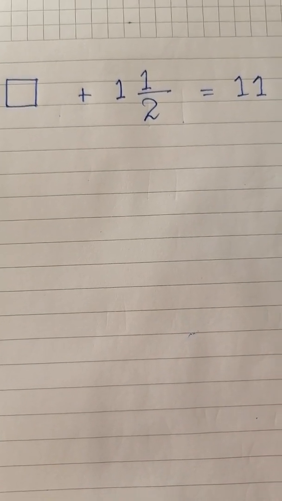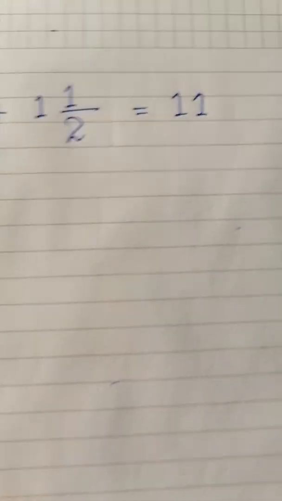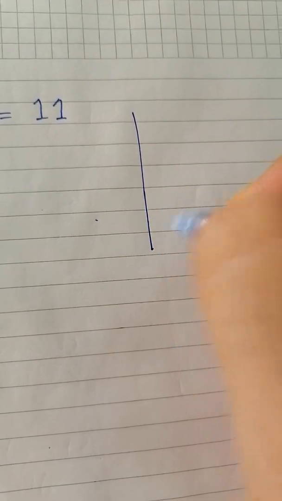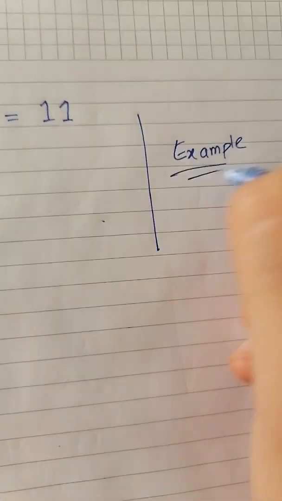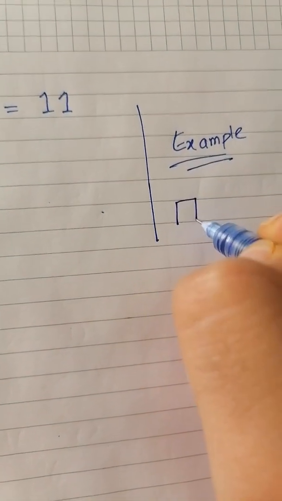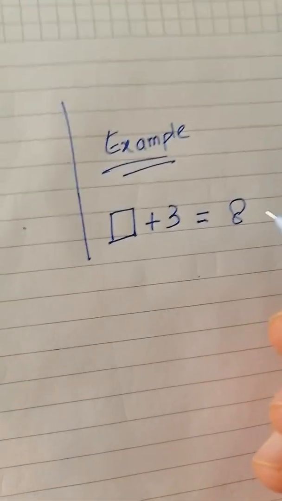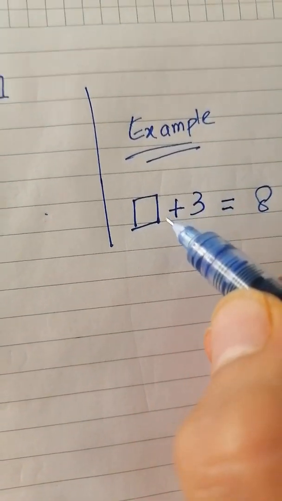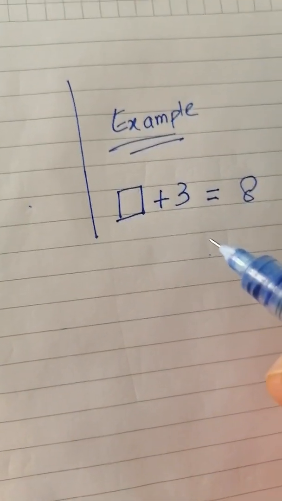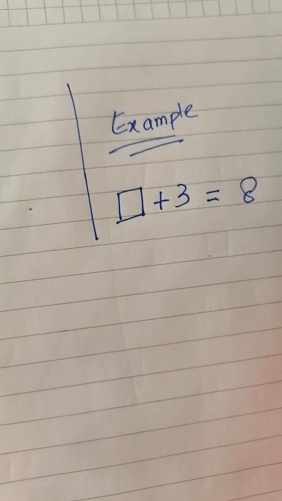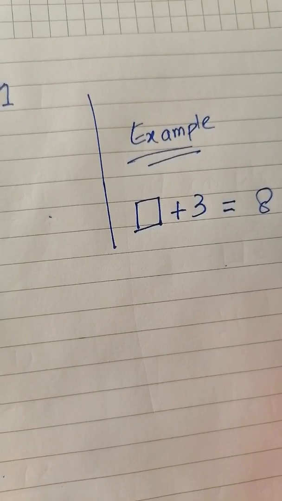But before finding it, I need to explain the method with one example like this. Let me do it here. This is just an example. For example, we have a square plus 3 equals 8. Now, what is in the square? If we add that digit with 3, we will get 8. Now, mentally, we know that it is always 5. But what is the math behind it? How did we find that this is 5? We find it like this.